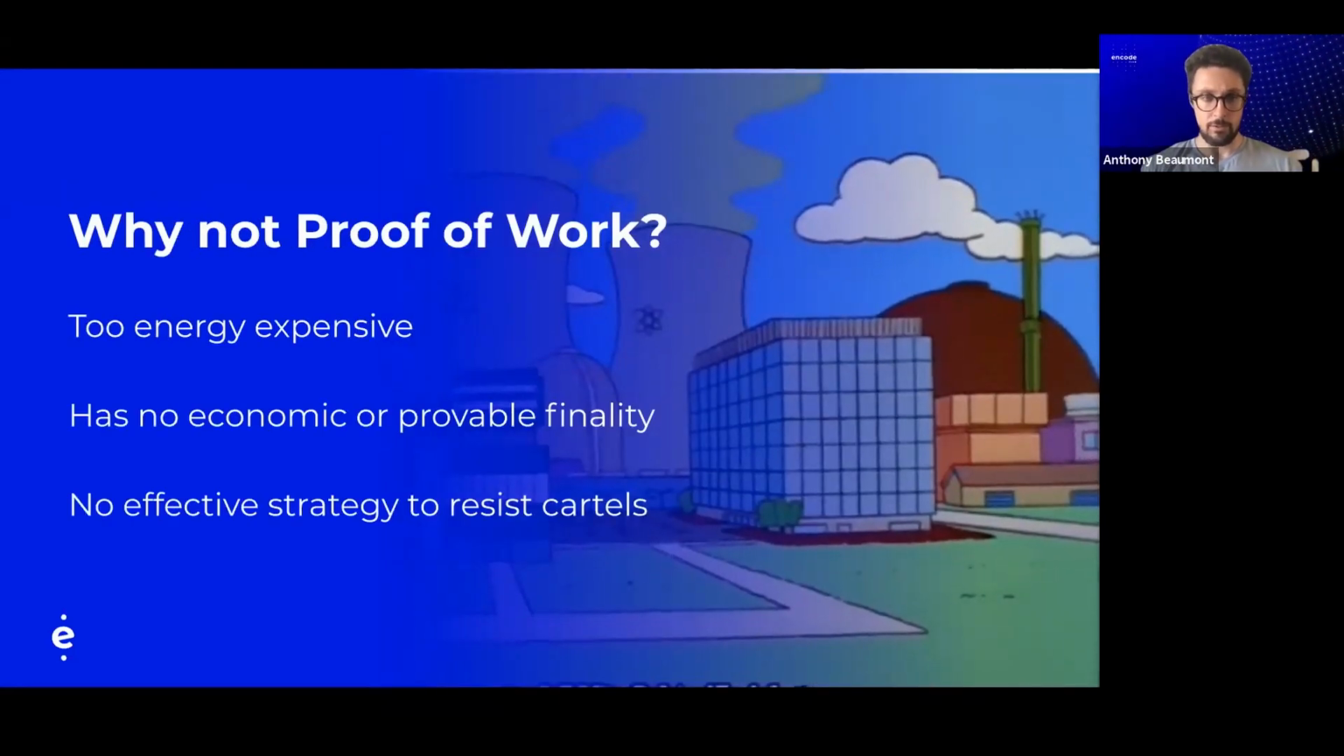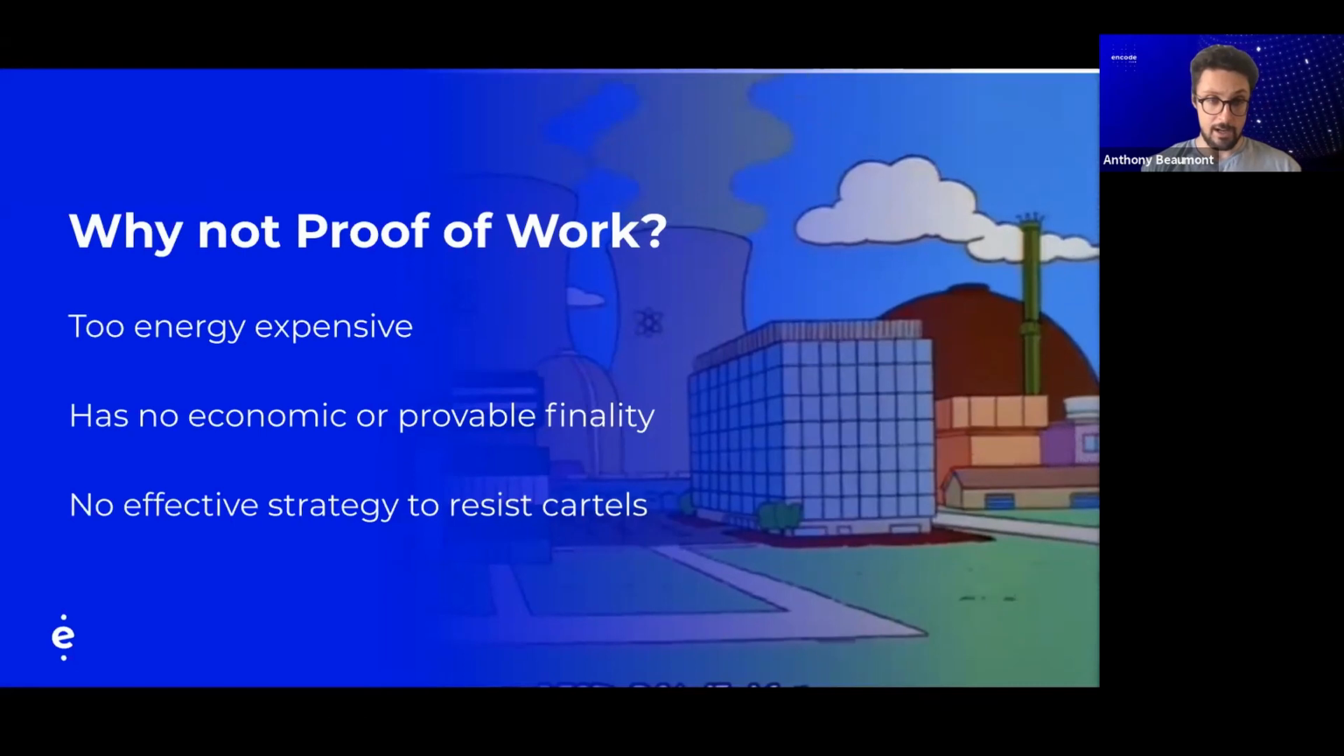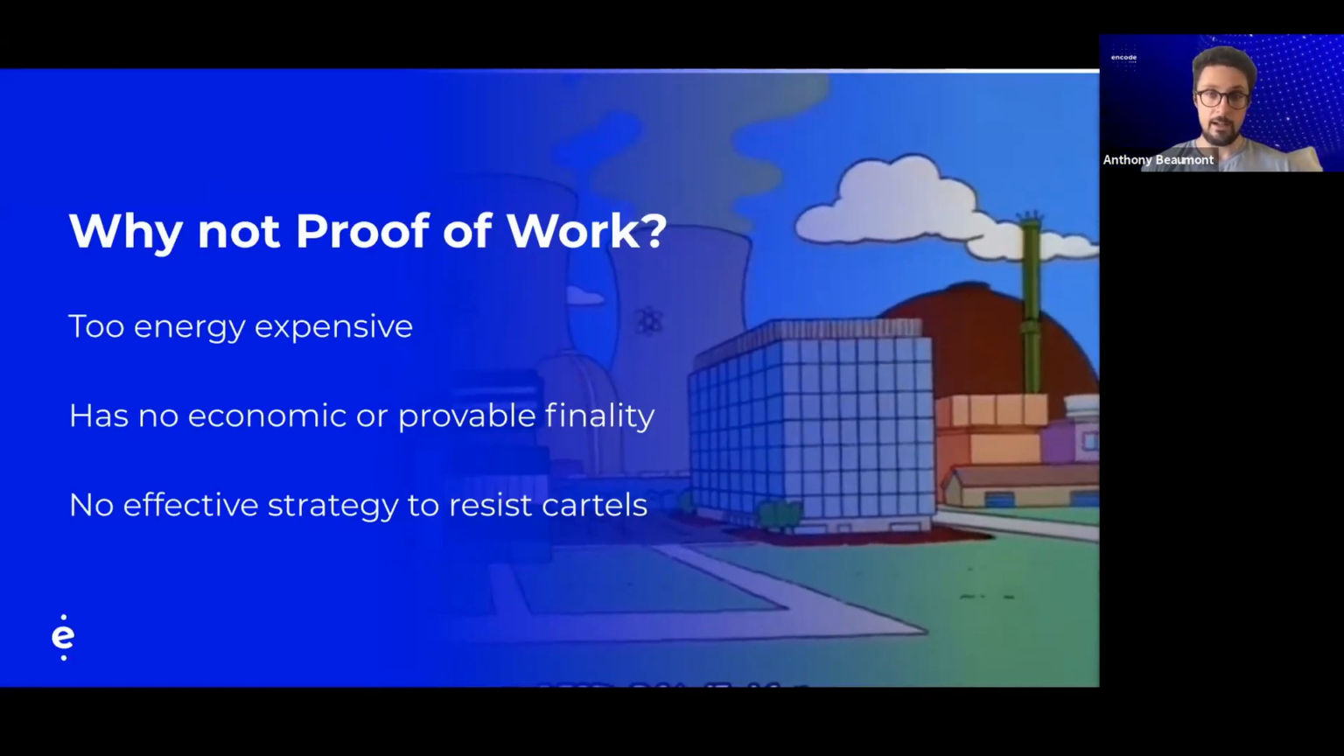Bitcoin uses something called proof of work. And proof of work is just too energy intensive and expensive. You have to do work, use computing power, in order to verify any transactions. It also has no economic or provable finality, and we'll talk about what provable finality is in a moment. And it has no effective strategy to resist cartels, which is a separate thing we won't get too deep into today.